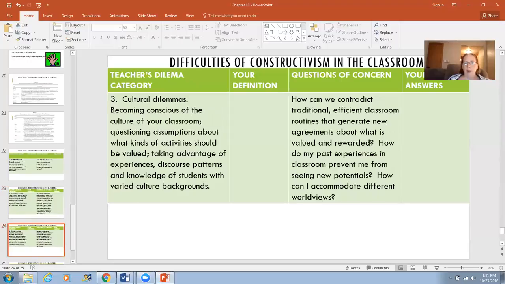The third type of dilemma is cultural dilemmas. So we want to be conscious of the culture of your classroom. Every situation where we have people brought together, typically we develop some kind of culture. So some way of acting and being in that environment. There are corporate cultures and there are classroom cultures. And a lot of that has to do with the instructor.